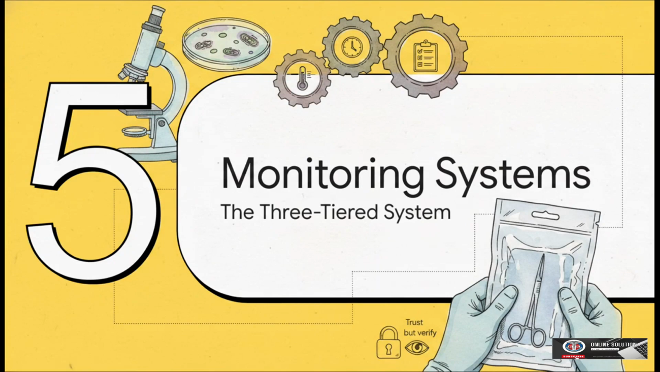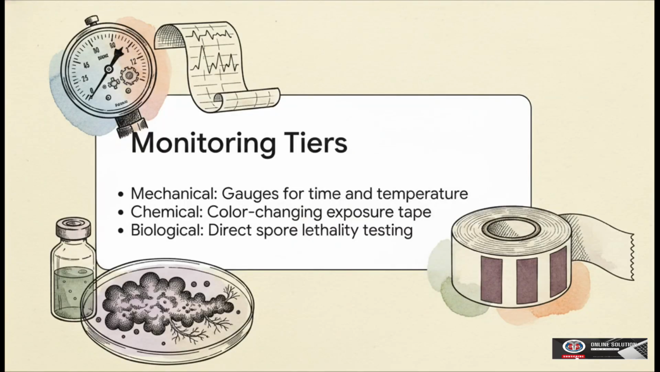So, if we've done all that right, how do we actually prove it? Chapter 5. The 3-tiered monitoring system. To make sure every load is legally and medically safe, we operate on a trust but verify model, using 3 distinct tiers. Tier 1, mechanical indicators. This is basically just checking the gauges and printouts on the machine to make sure the right time, temperature, and pressure were hit. Tier 2, chemical indicators.